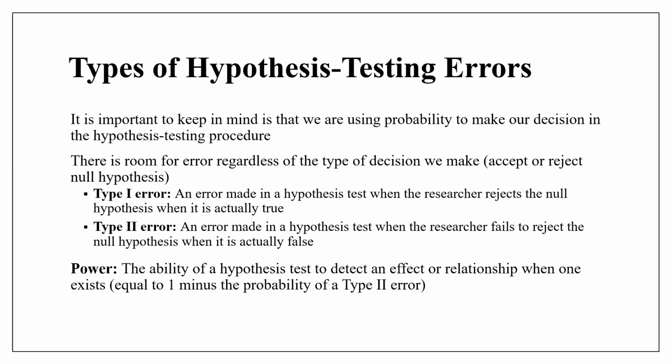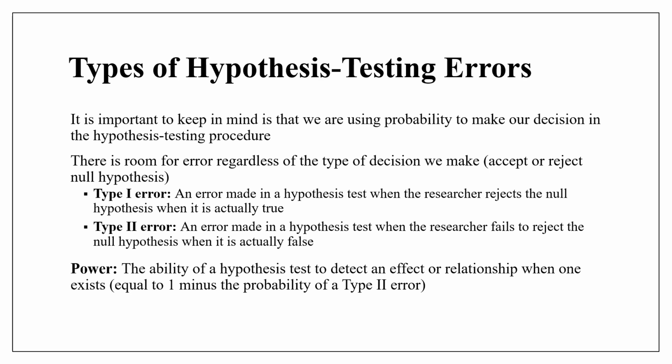So again, type 1 error and type 2 error are the types of errors that we can make when we are deciding if we have significant or not significant results, which consequently mean that there are differences or no differences, there is an effect or no effect, or there's a relationship or no relationship.